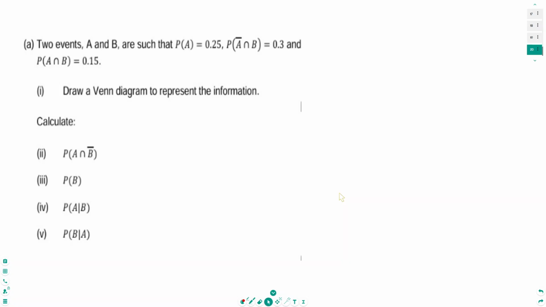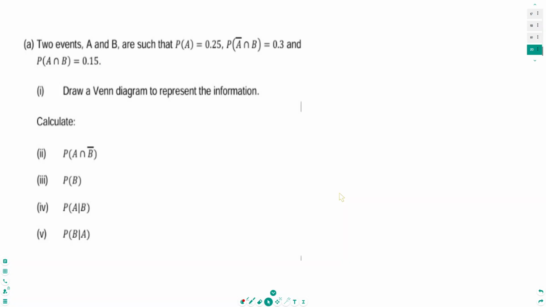We have two events, A and B. The probability of the event A is 0.25. The probability of the intersection between A bar and B is 0.3, and the probability of the intersection between the two events A and B is 0.15. The A bar represents the opposite of the event A. This is not A.